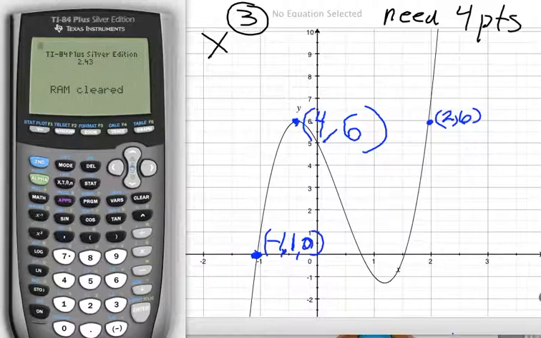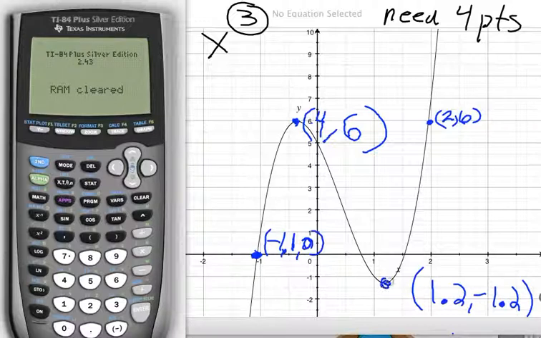What is it? My last point. It's this point. So it's 1.2 and negative 1.2. All right, Andrew, do me a favor. Why don't you erase that and write that a little cleaner? Yes. It's negative 1.2. Good job writing that, Andrew. All right, so we've identified 4 important points.